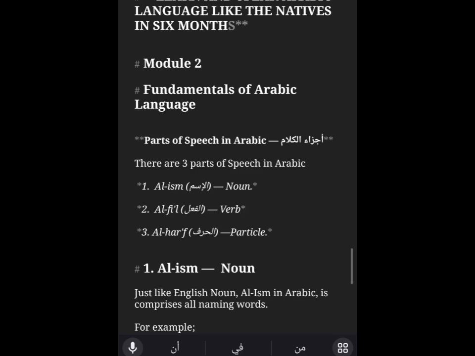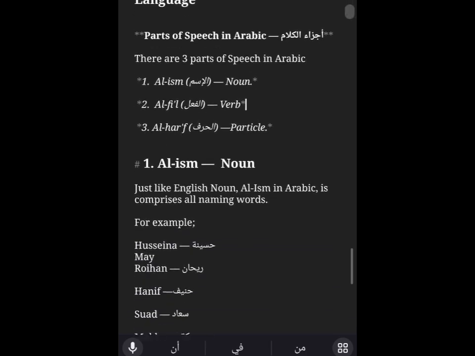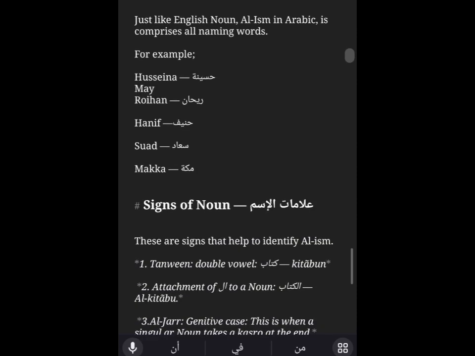We'll begin to look at each of these parts of speech and learn about them. We'll not go into details or into the core of these topics since we are learning the fundamentals. In the subsequent lessons, you can expect more of these things. Okay, so what is al-ism? Let's look at that. Al-ism, which is noun.